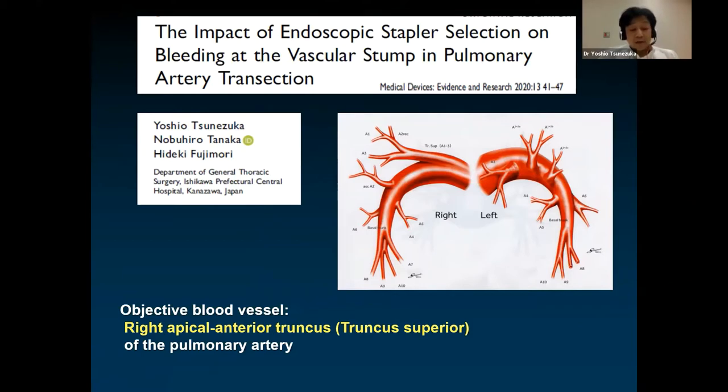The target pulmonary artery is the right apical anterior truncus of the pulmonary artery. The artery is called truncus superior, as the anatomical technical term in Latin. Those divided by several staplers were reviewed retrospectively. A stapler should resect this pulmonary artery in right upper lobectomy. I selected this artery as a target because it is available for stable excision in a natural state. This artery is always divided by a stapler from the same port.